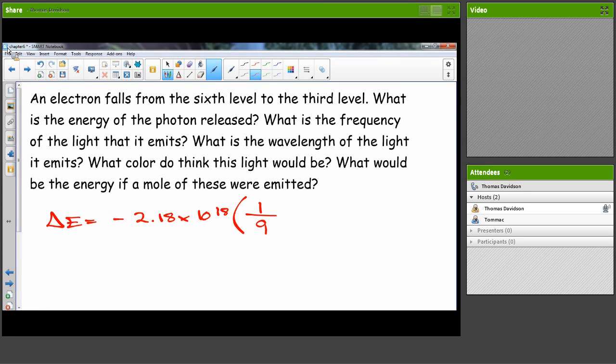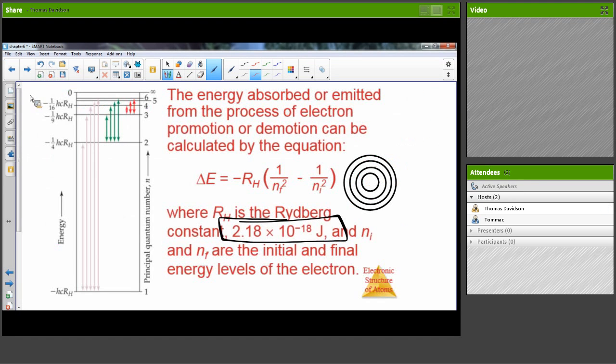All right, so we're going to use this equation, and then we subtract 1 over 9 initial square. So I have 1. Initially, it was a 6. I would square that, so this becomes a 36. All right, so that's the equation we went through yesterday. If you recall, it was around right there.